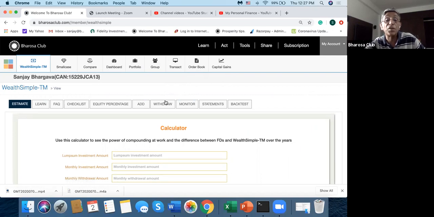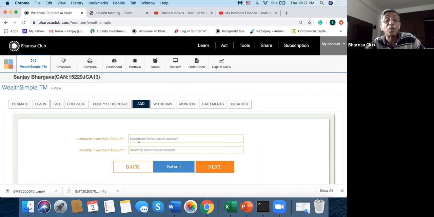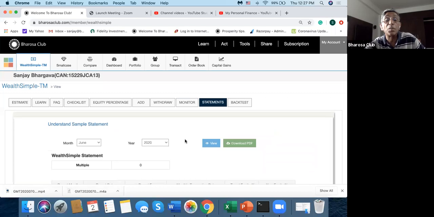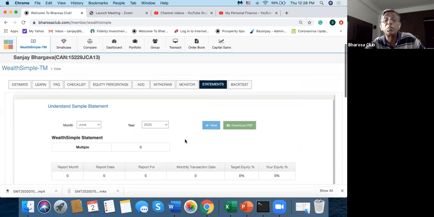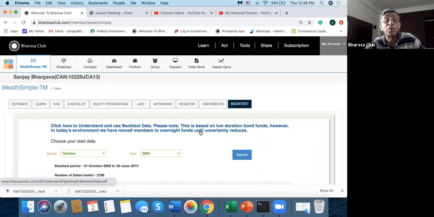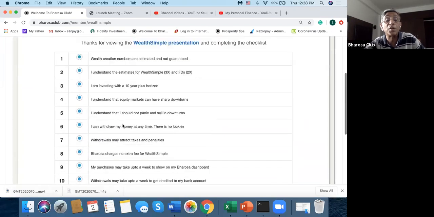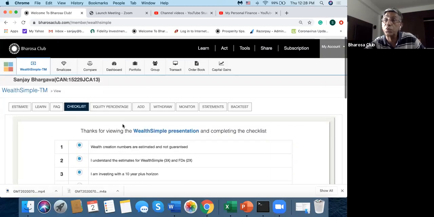What it does essentially is that you can add money, either a lump sum amount or a monthly investment amount, and you can withdraw. Also, you can monitor, and you have statements which are there. And there's also a back test, which we've updated up to 30th June 2010. You can also estimate how your wealth will grow and learn things. This talks about the power of compounding and all that kind of stuff. And there is a checklist. You have to view a presentation and agree to all these items before you can use the product.